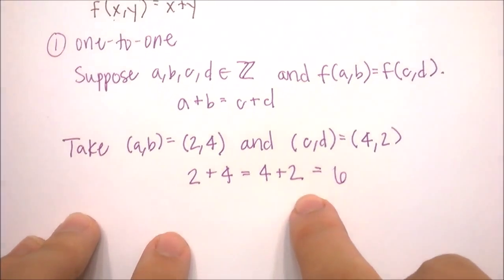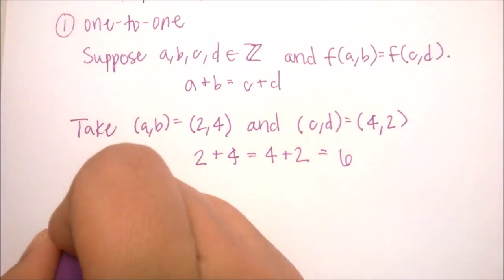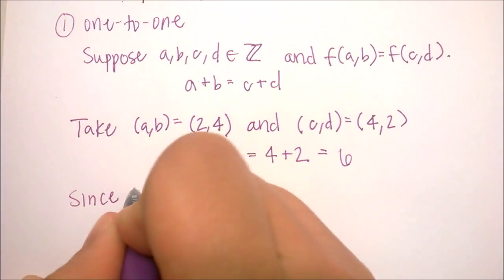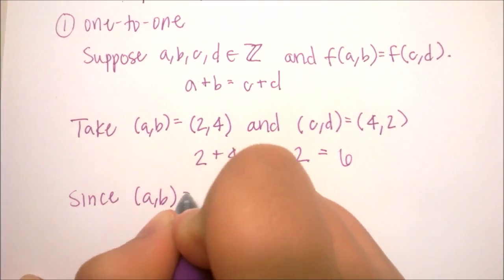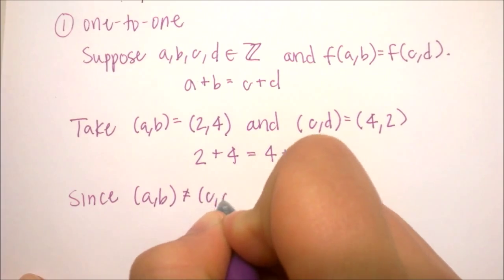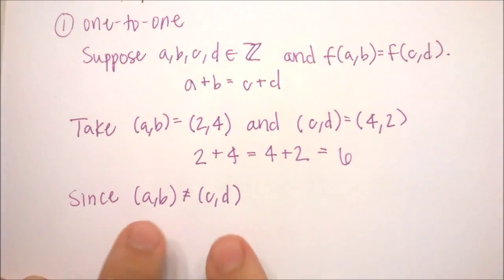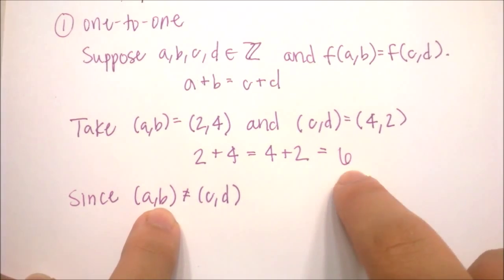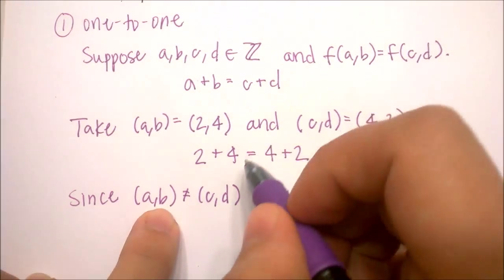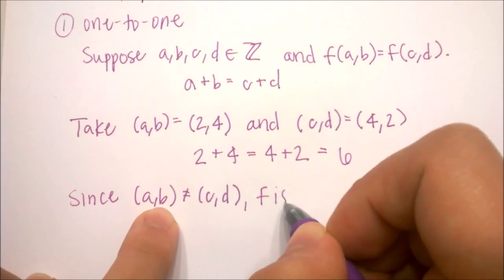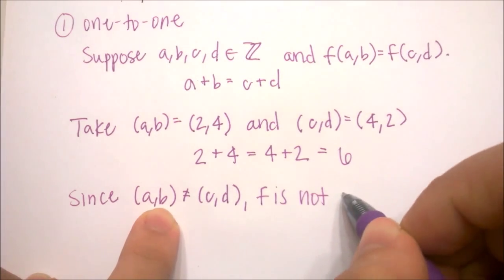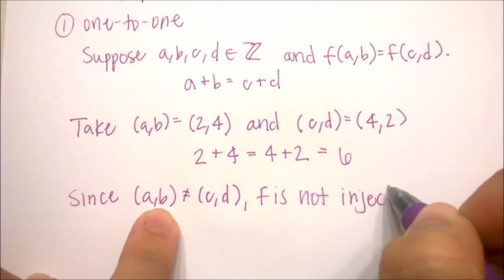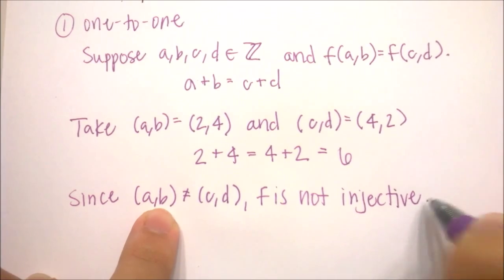But since a, b doesn't equal c, d, our inputs are not equal, but we got the same output of 6, we know f is not injective, or f is not 1 to 1.